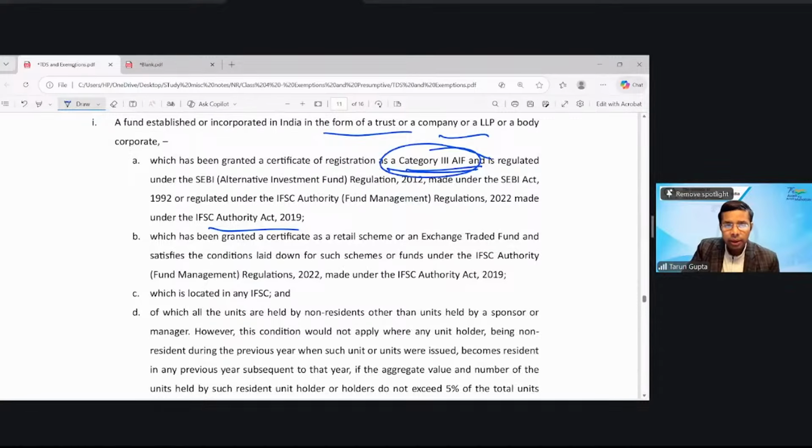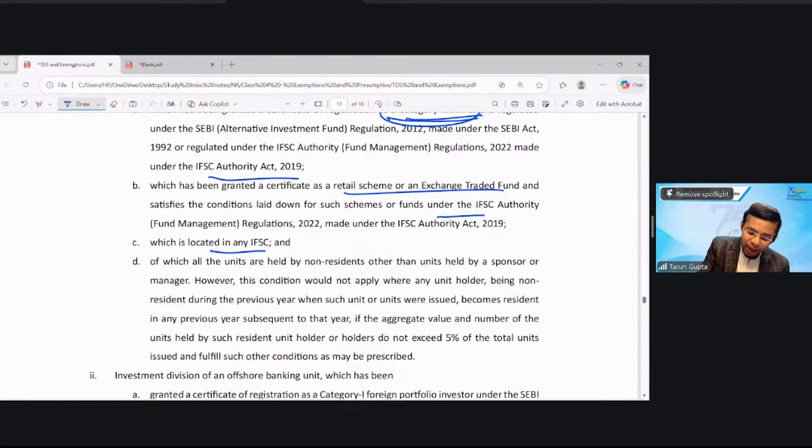which has been granted a certificate as a retail scheme or an exchange traded fund and satisfies the conditions laid down for such scheme or fund under the IFSC Authority regulations. Okay, it's either the Category III AIF registered with SEBI or it's a retail scheme or ETF.